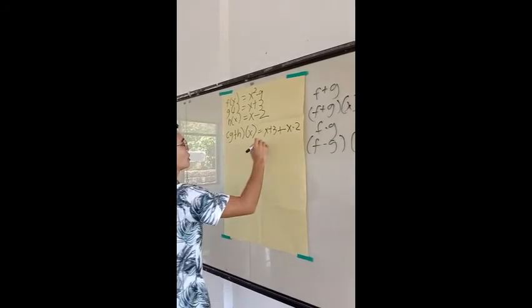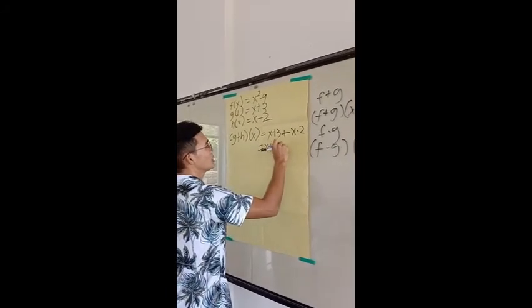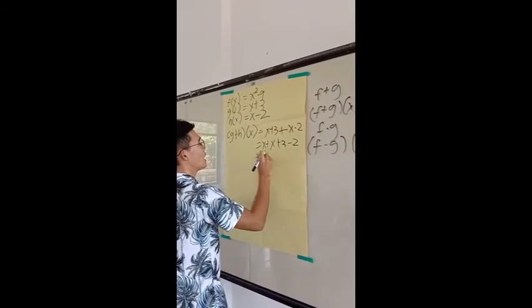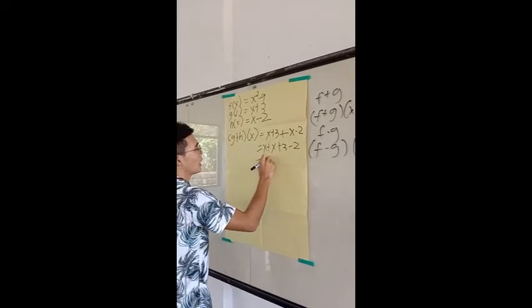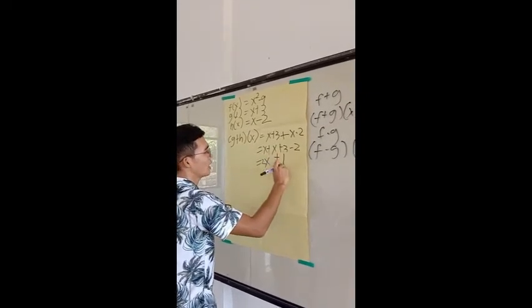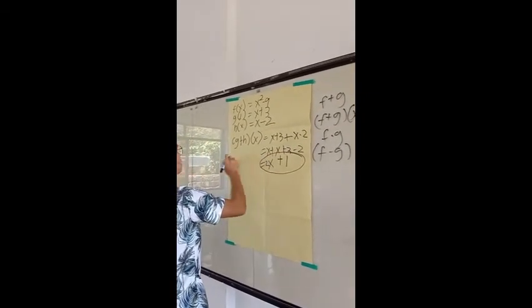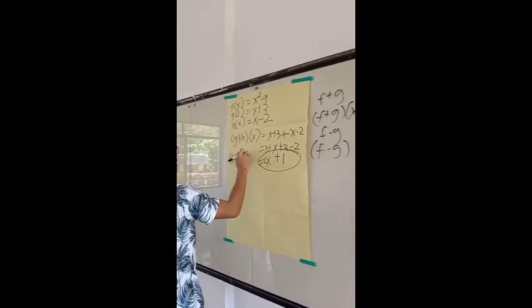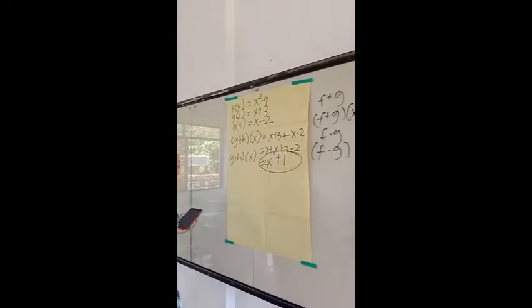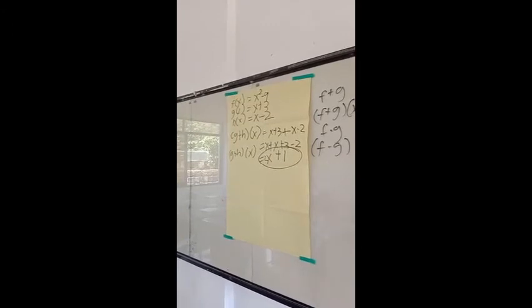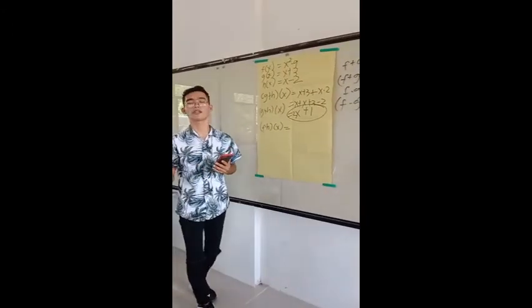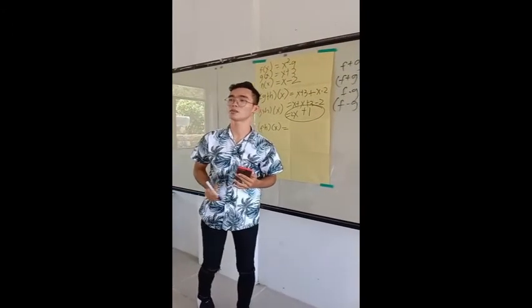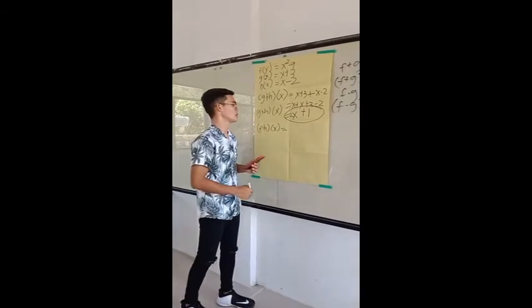So combine like terms: x plus 3 minus 2. So we have 2x plus 1. So that is the value of g plus h times x, which is equal to 2x plus 1. So okay students, we're done with addition. So let us proceed to the operation of subtraction.